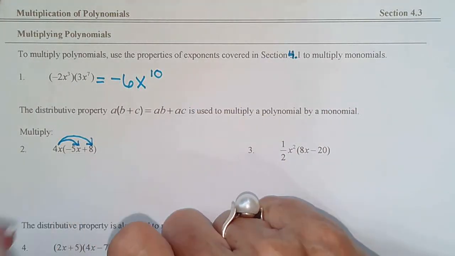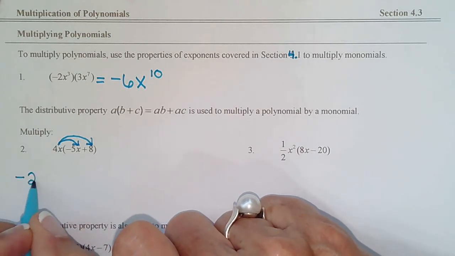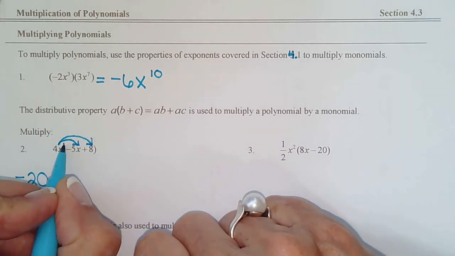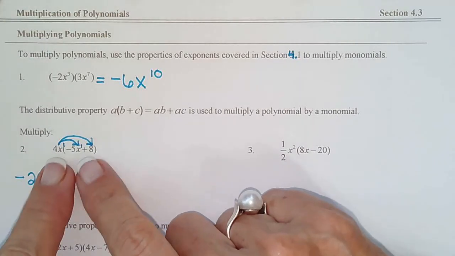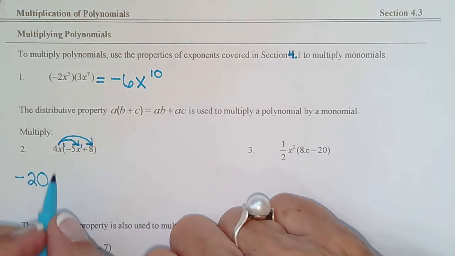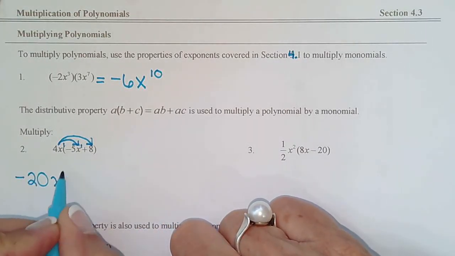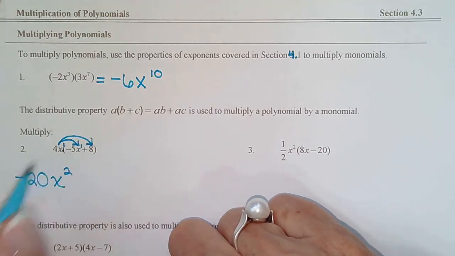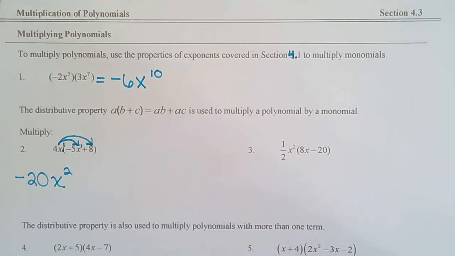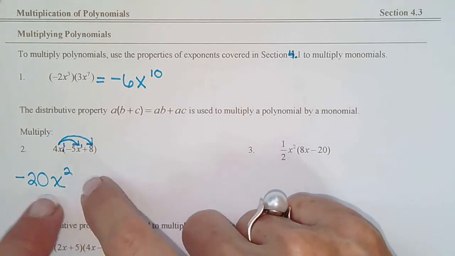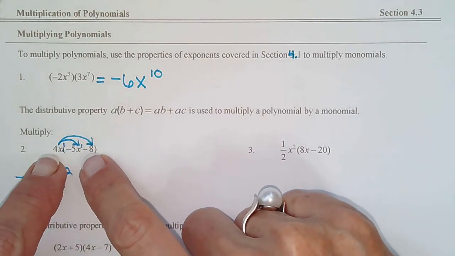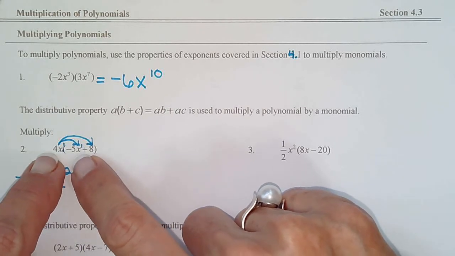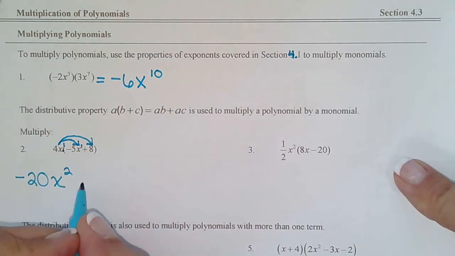So multiplying the front numbers, we get -20. And then remember, there's imaginary ones here. So that would be x to the second. And we add the exponents because this is a multiplication problem. So -20, x to the second. And then from the second, you're going to have positive 32x.